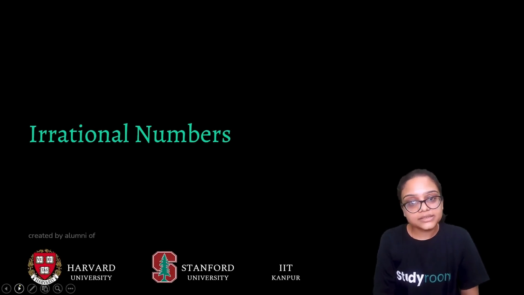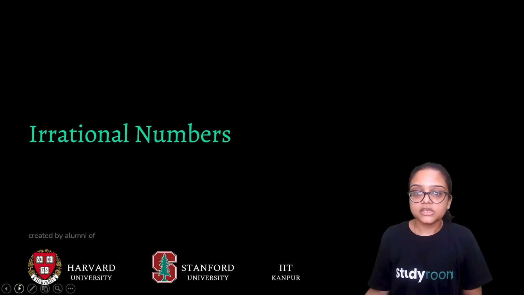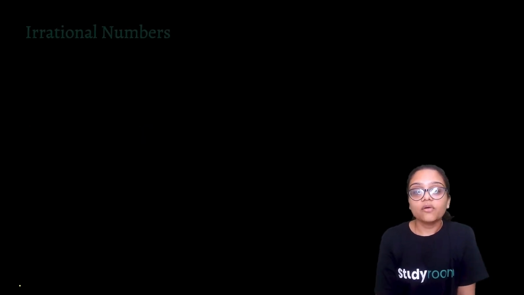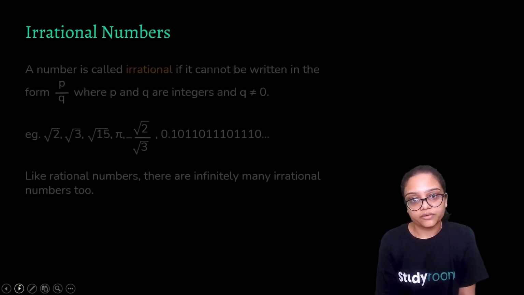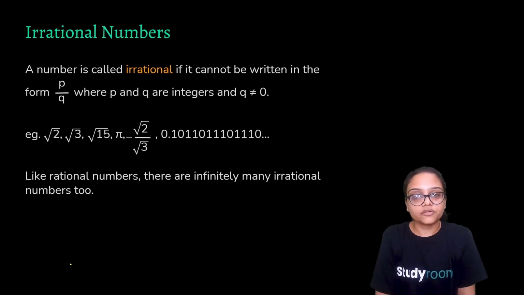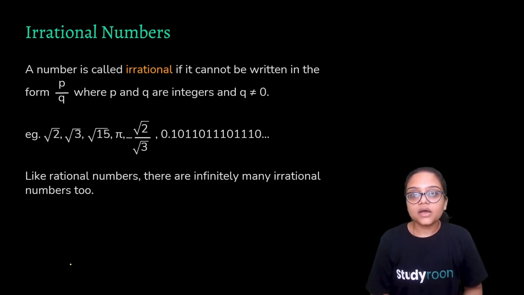Now, the next type of numbers which we are going to learn about is irrational numbers. So what are irrational numbers? You learned about rational numbers. Now we are going to see what are irrational numbers and how they are defined. Okay, so any number which is irrational cannot be defined in the form of P by Q, and same definition, P and Q are integers and Q is not equal to 0. So all the irrational numbers are those numbers which can't be defined in P by Q form and Q is not equal to 0.